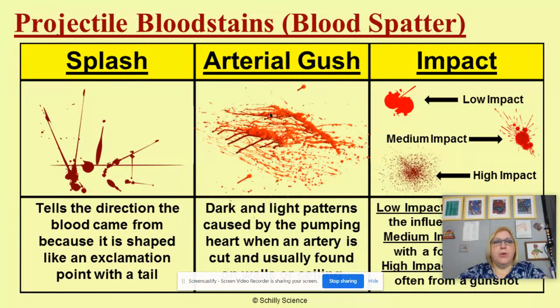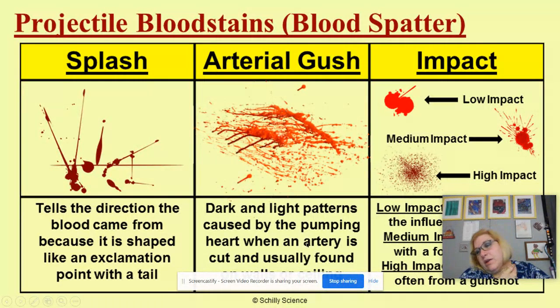All right. So a splash can tell you what direction the blood came from. I like this example here where it says it's shaped like an exclamation point with a tail. There's your exclamation point, right there. So that can tell you what direction it's coming from, which could be very interesting. For instance, in our crime scene, the blood is all kind of doing an up and down pattern, and you can kind of tell whether or not the criminal was taller or shorter than the victim by the way it's splattered on there.